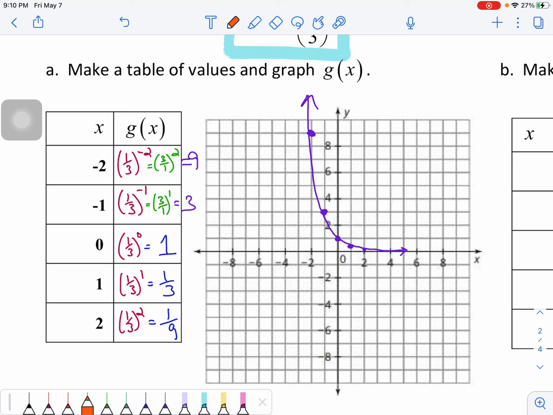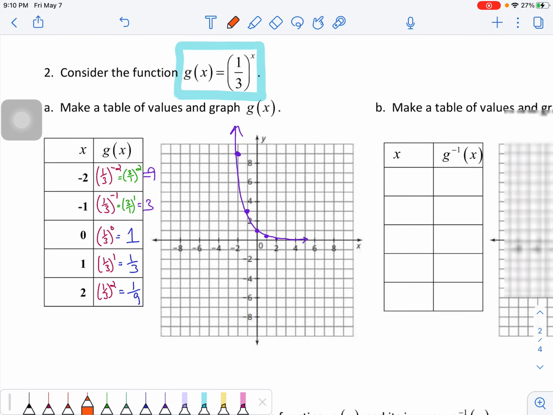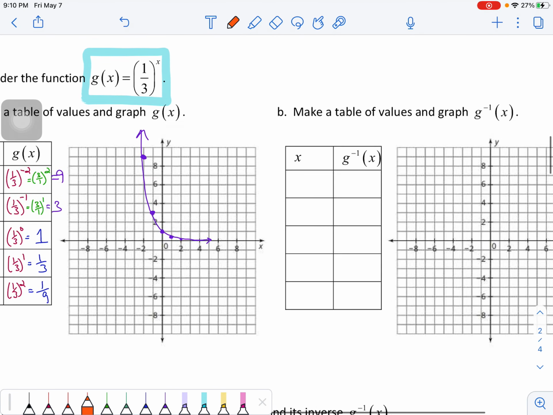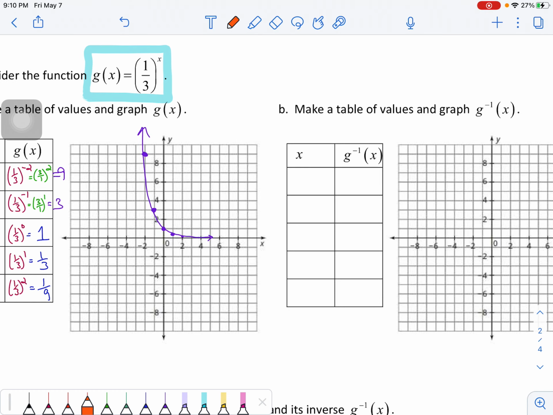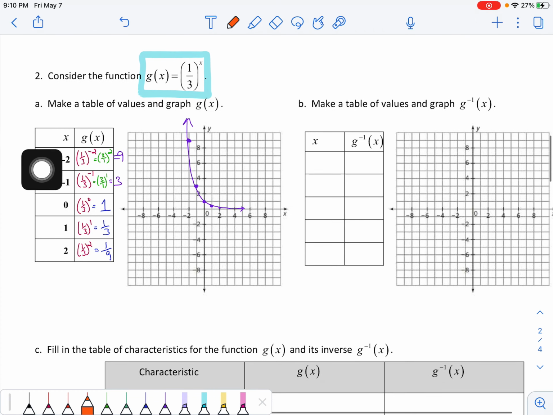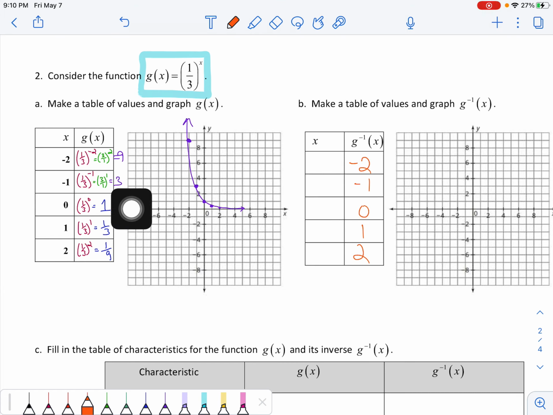All right. Now that we have our graph of g of x done, part B, make a table of values and graph the inverse of g of x. So remember, we're going to take these ordered pairs here, -2, 9, -1, 3, and we're going to reverse them. So all of these x values are going to become the function values here, 0, 1, and 2, and then all of these g of x values will become the x values. So it's going to be 9, 3, 1, 1/3, and 1/9.